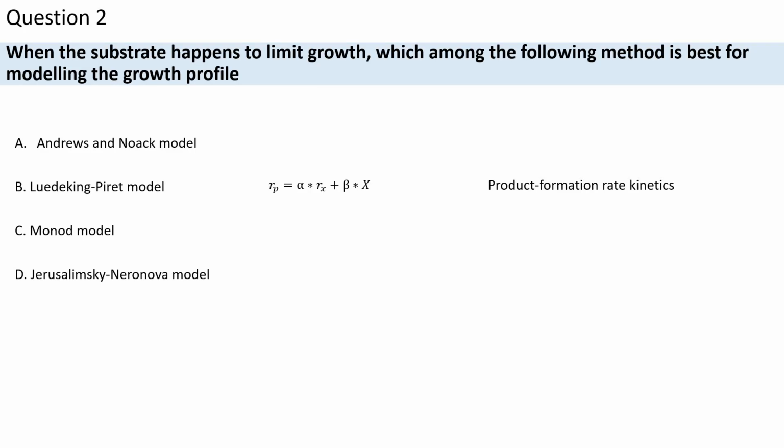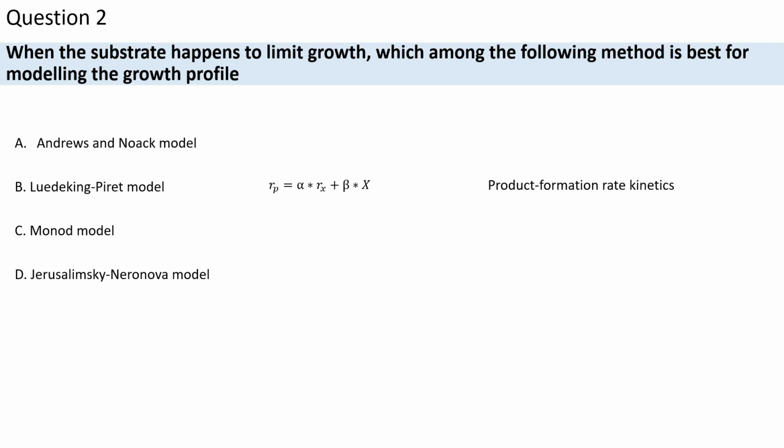The Luedeking-Piret model we know very well. What does the Luedeking-Piret model denote? Rp is equal to alpha Rx plus beta X. Here Rp is nothing but the rate of product formation, right? So the Luedeking-Piret model comes under product formation kinetics. So this is not going to be related to the question that is being asked here.